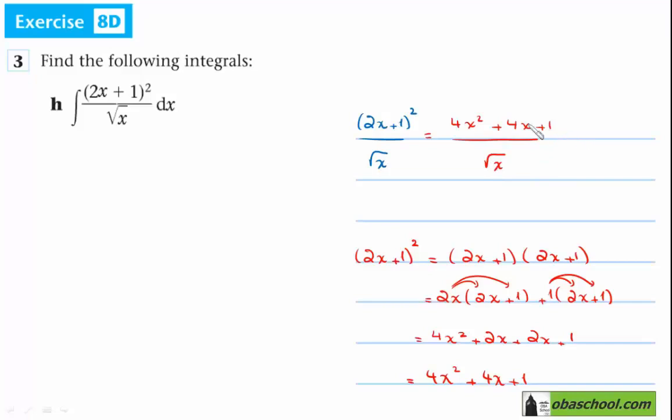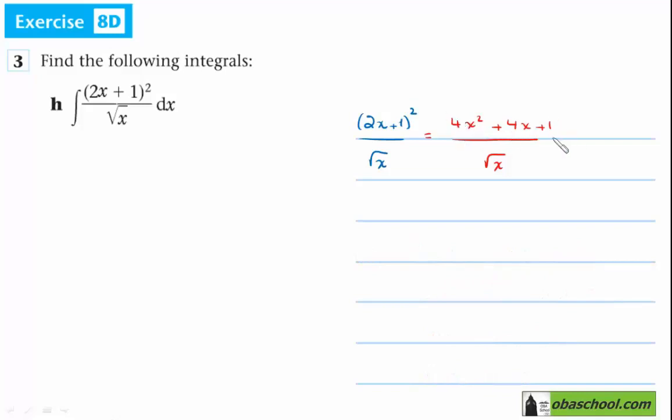We have a common denominator and we have 3 terms in the numerator. Then we can split these terms that are in the numerator and divide them by the common denominator, which is a rule that we already studied previously. Then this fraction can be written the same as 4x squared divided by the square root of x, plus 4x divided by the square root of x, plus 1 divided by the square root of x.